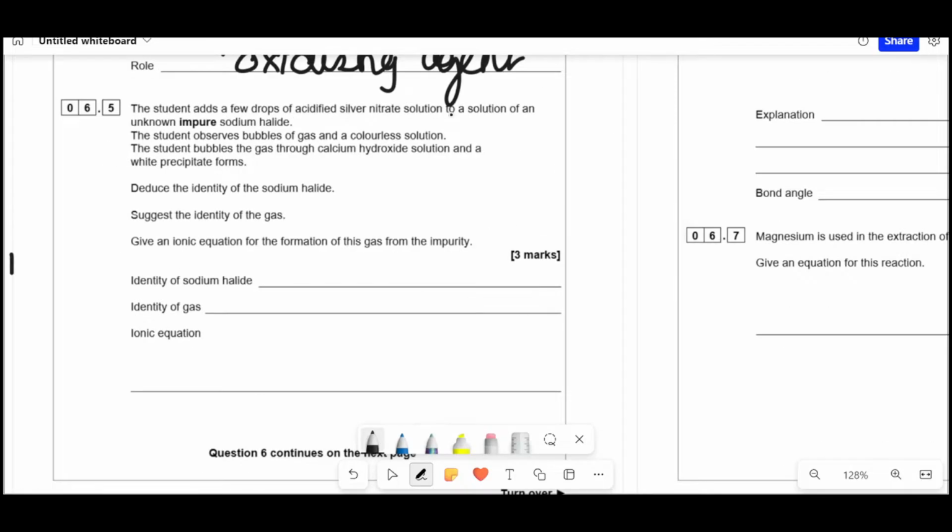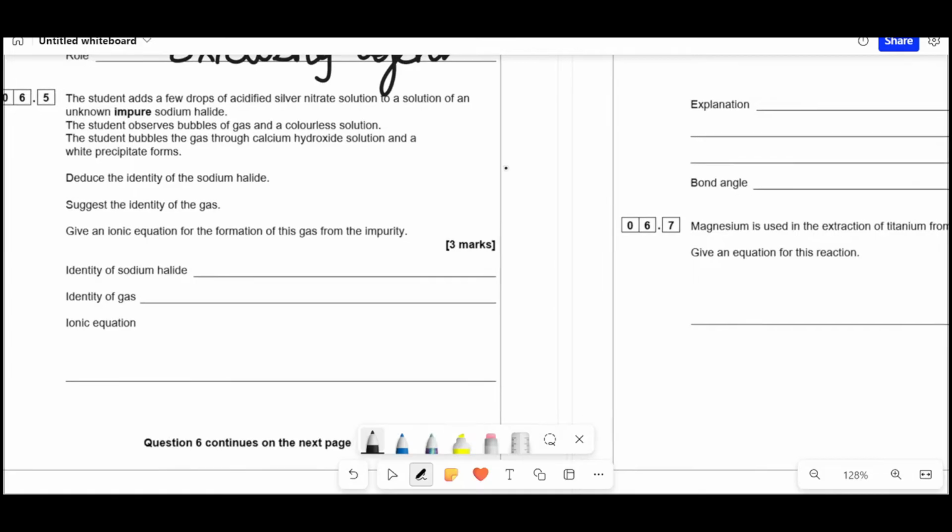So the student adds a few drops of acidified silver nitrate to a solution of an unknown impure sodium halide. The student observed bubbles of gas in a colorless solution. The student bubbles the gas through calcium hydroxide and a white precipitate forms. Deduce the identity of this sodium halide, suggest the identity of the gas, and then write an ionic equation for this gas coming from the impurity. So off the bat, you can see it's going through calcium hydroxide and giving a white precipitate. So this gas must have been CO2 because it's the milky white thing that happens when you bubble it through lime water.